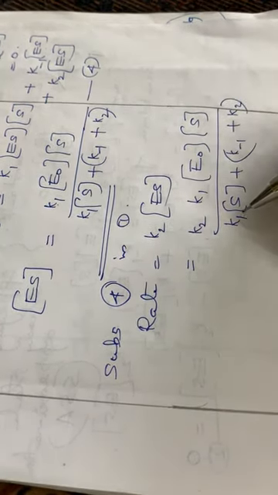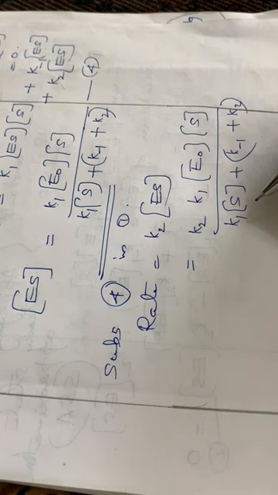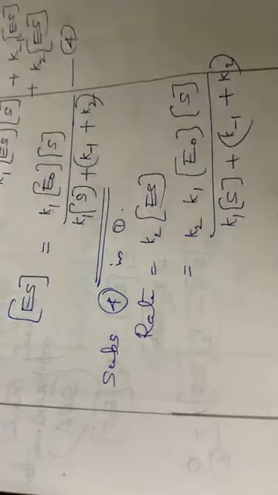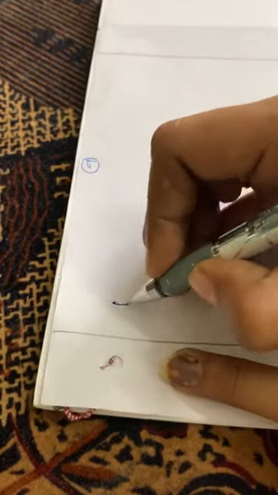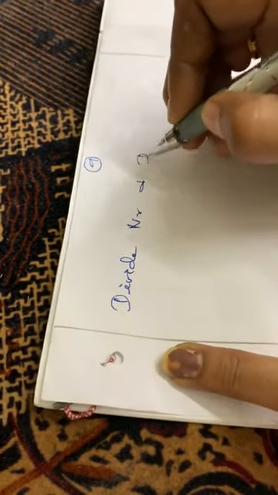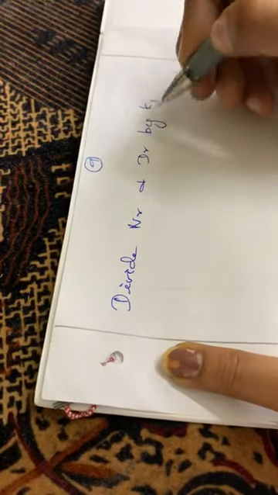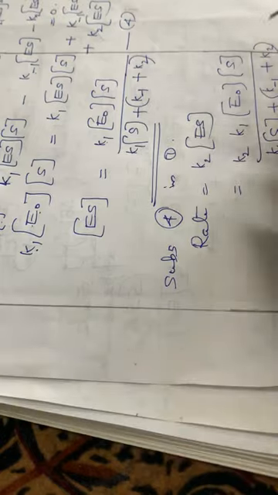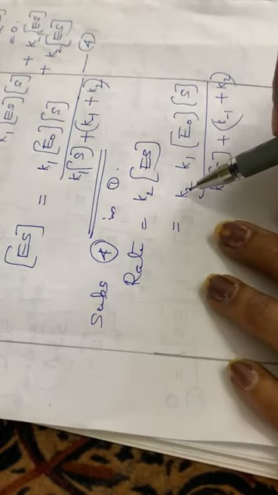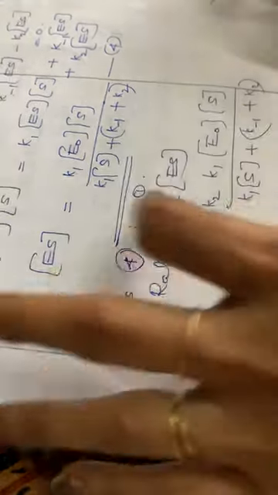Then in the next step you have to divide the numerator and denominator by K1. Divide numerator and denominator by K1. So while dividing the numerator by K1, this K1 got cancelled. So it will be equal to K2 into E0 into S.